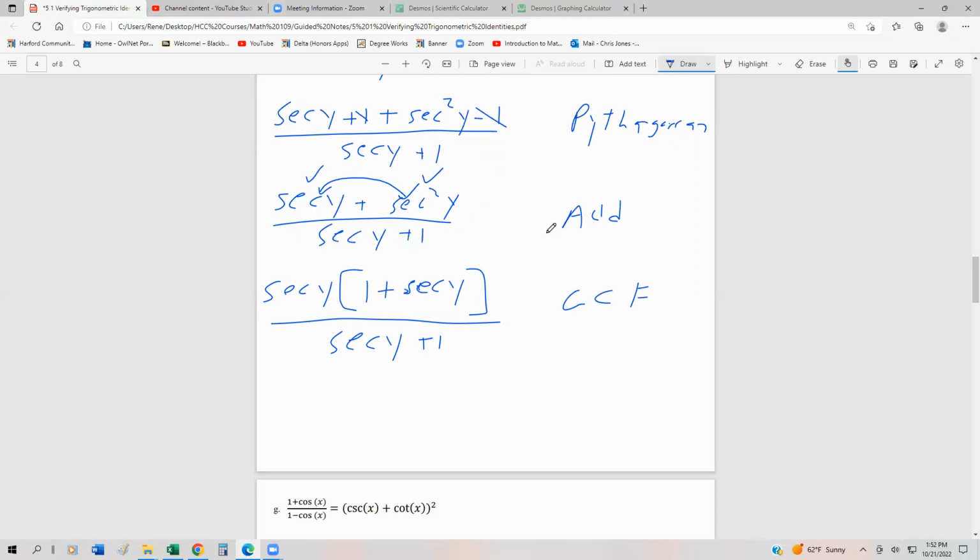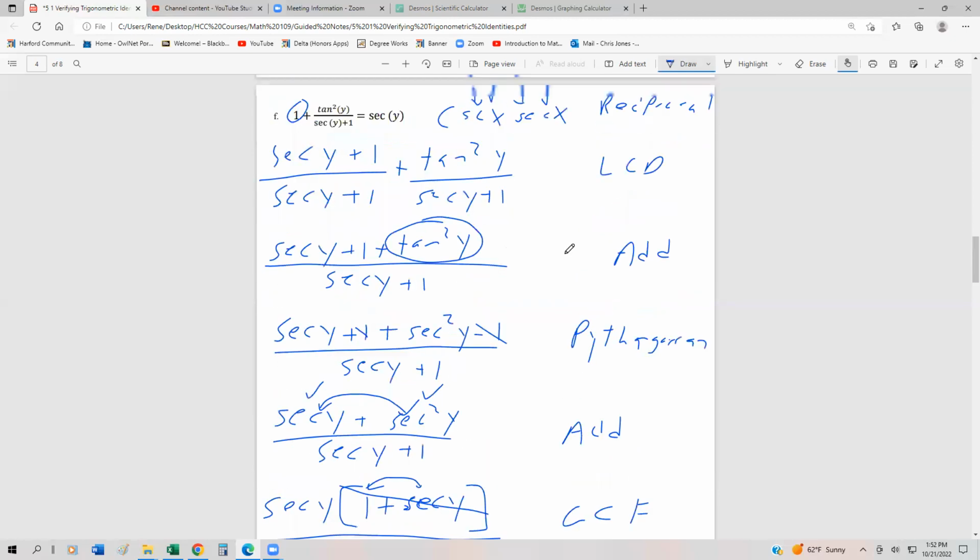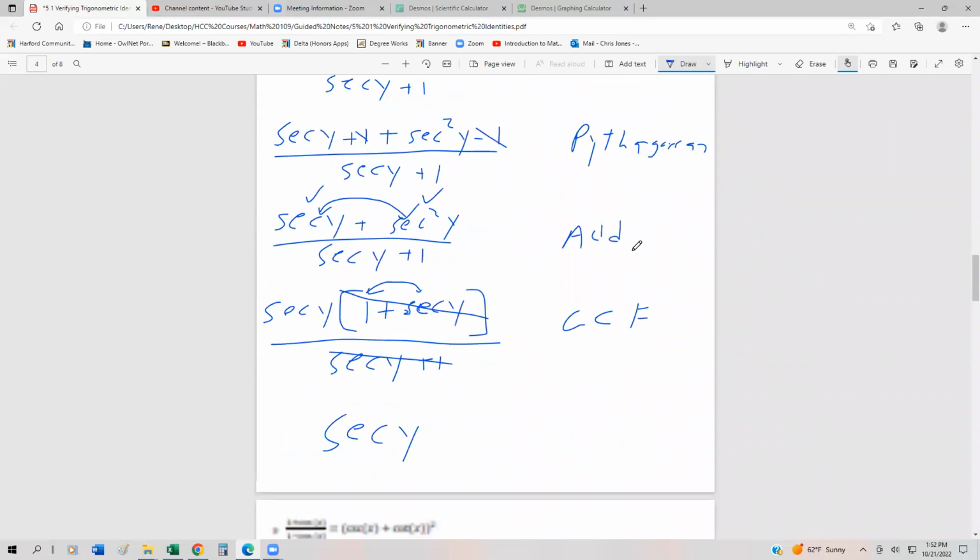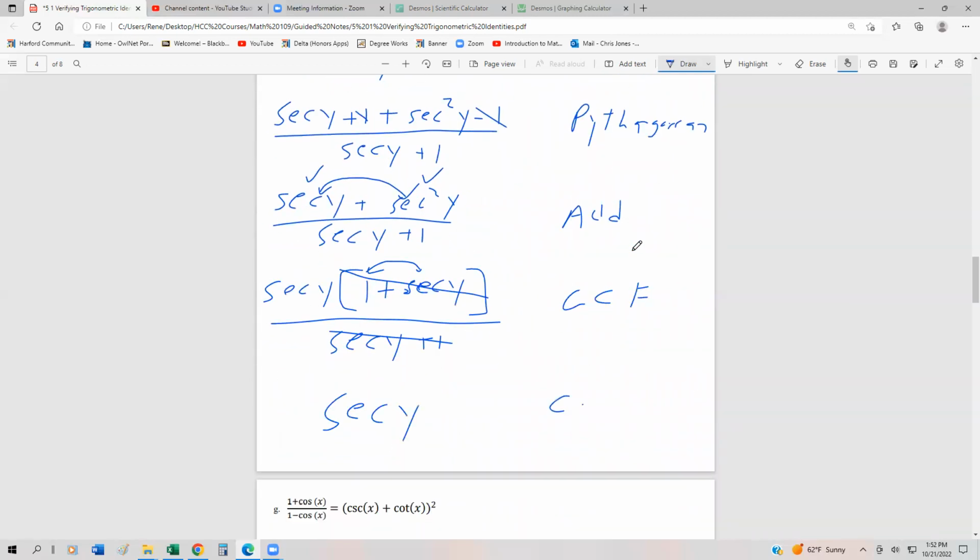And notice that in the denominator and the numerator, there's a common factor of sec y plus 1, or 1 plus sec y. If we really wanted to, we could flip these around, but we're not going to be that meticulous about it. And so all we're left with is the secant of y, all right? And that's exactly what we needed, okay? So that's just by canceling common factors. And we are done with this proof, or this verification.